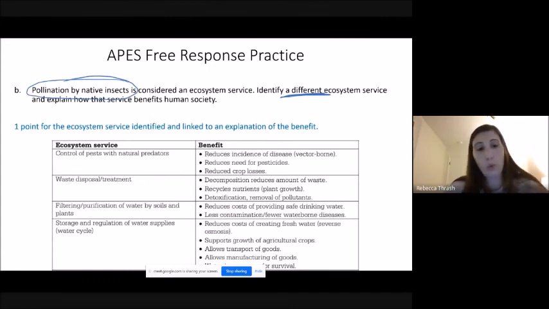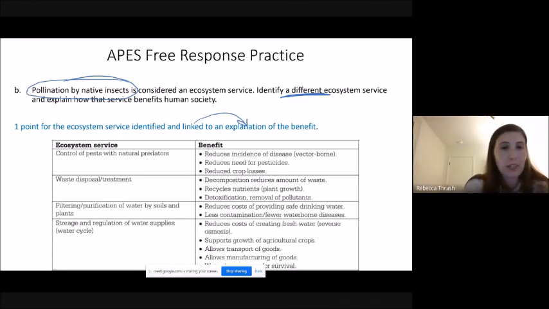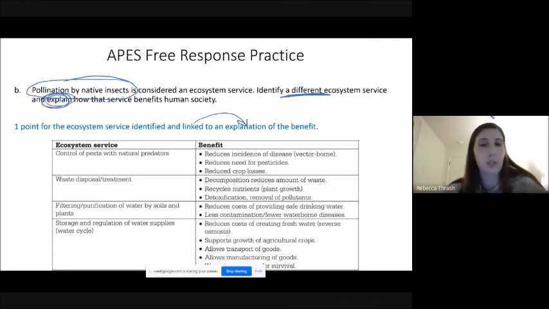So you would have gotten 1 point for the service linked to an explanation of the actual benefit, right? Because you have to explain how the service benefits human society. So one thing that ecosystems do for us is control pests with natural predators. This is going to reduce the need for us to use things that are expensive, like pesticides. And it's also going to reduce crop loss due to pest infestations.